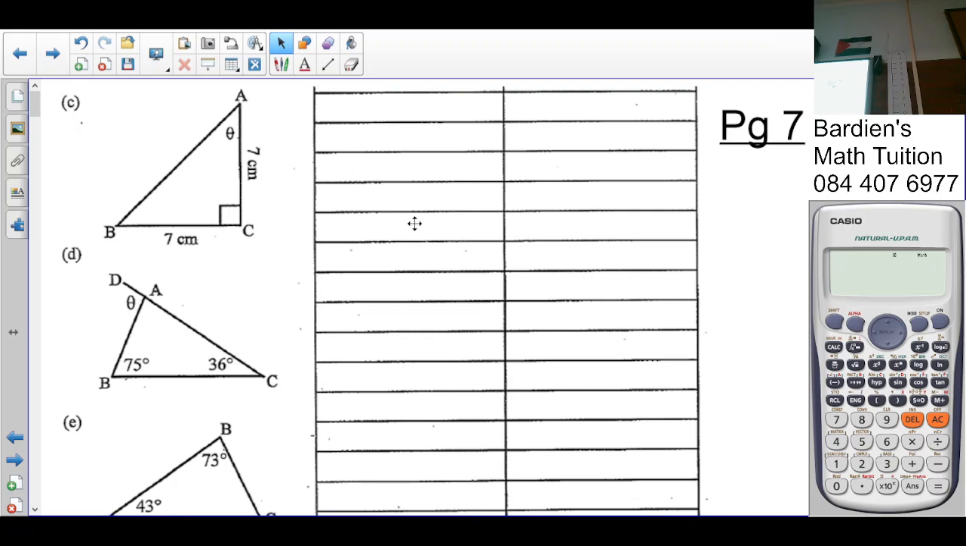So here, to calculate theta, what do I need? I need the size of angle B. But what's the size of angle B? Theta. Why? Sorry? Angles opposite equal sides. You see that these lengths are equal. So those angles have to be equal. Okay? Right? You alright?